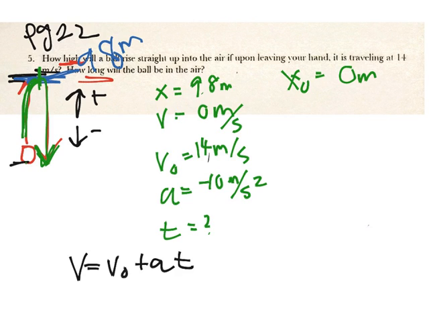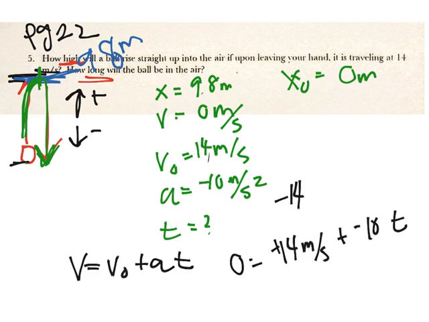It's because we know at the top it's going 0 meters per second. When it started, it was going 14 meters per second. We know what the acceleration is, and we're trying to figure out time. So you're going to move, and that's a positive, excuse me, you're going to move it over, and I was going too fast. It is going to be a negative 14 meters per second is equal to negative 10 times time.